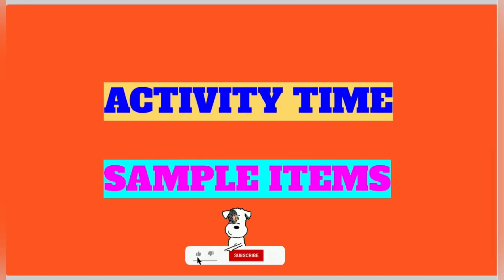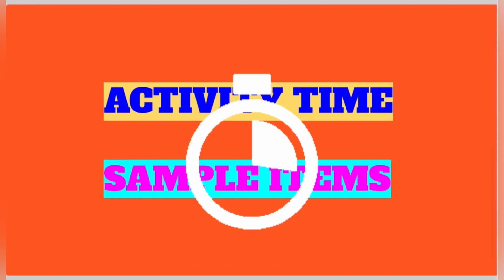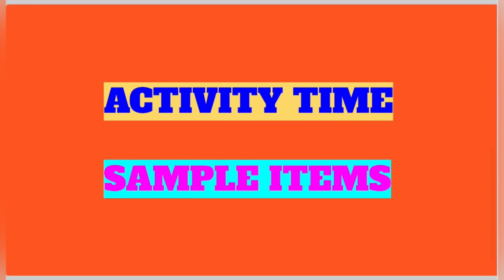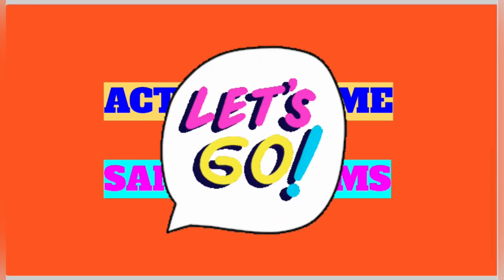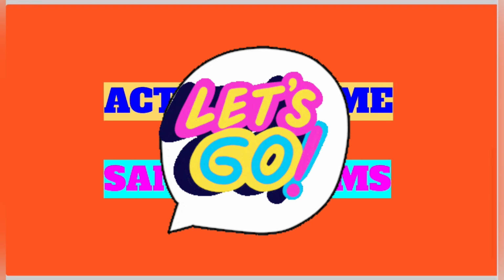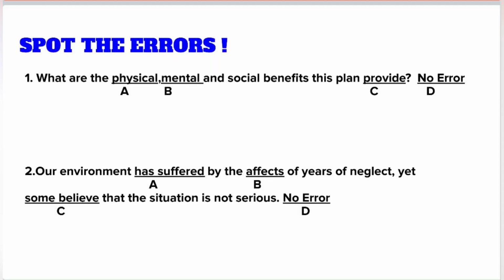Activity time. Now you will be given some sample items and I'm going to give you 30 seconds to locate the error and then I will go through with you. Ready? Let's go. Number 1. What are the physical, mental, and social benefits this plan provide? Correct. The answer is C because the subject here is plan, so plan provides.